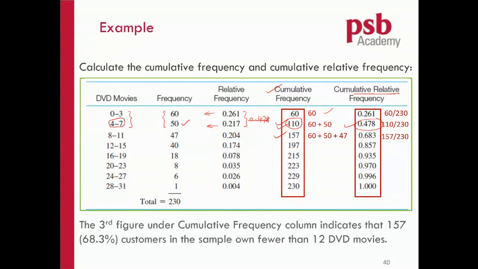So in the exam, we will ask you the meaning of this. So you have to pick up. What is the third figure under cumulative frequency? The third one is 157, right? So what does it mean? So you say 157 customers in the sample own fewer than 12 DVD movies. Okay, it can be less than 12, or you say own 11 or less DVDs. Two ways, right?